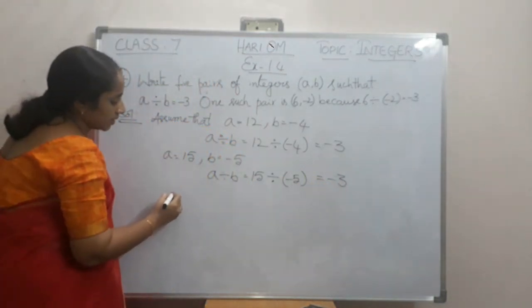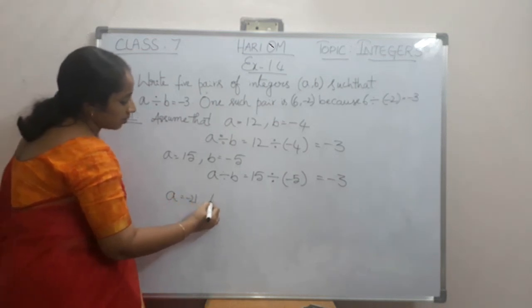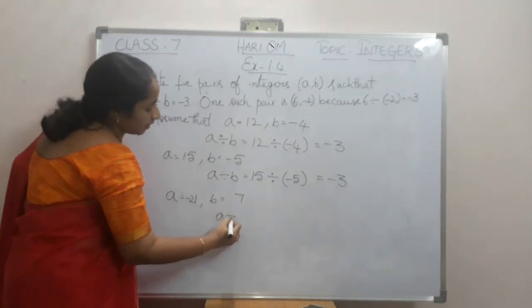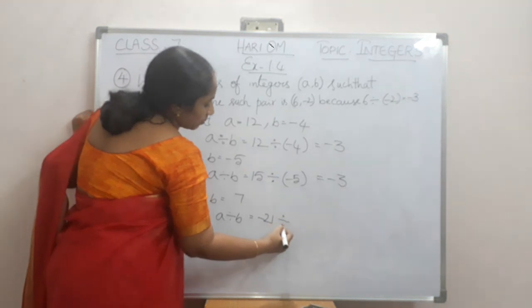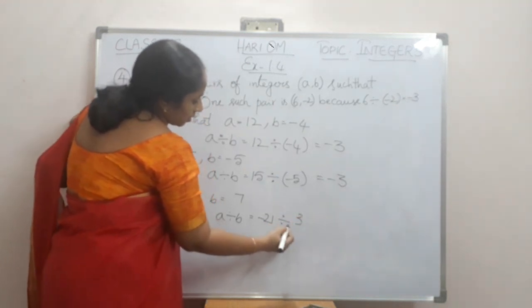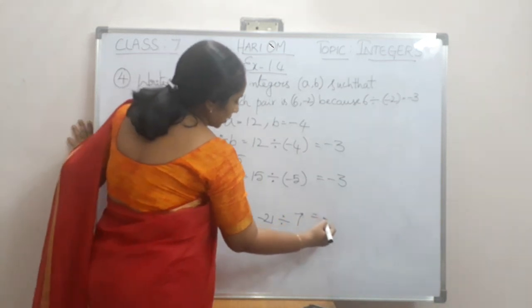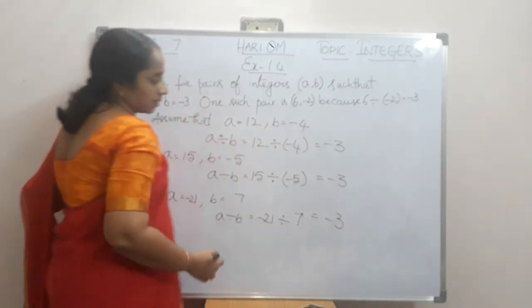And next one is A is minus 21, B is 7. A divided by B is minus 21 divided by 7. It is 7 ones, 7 threes, minus 3.